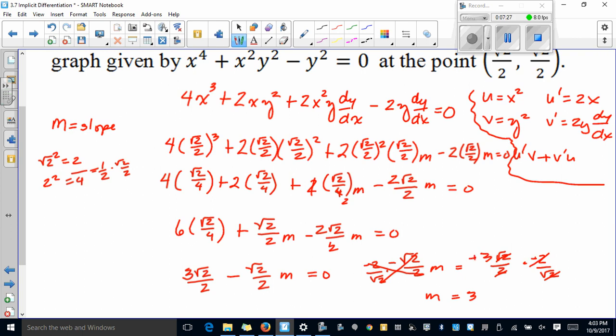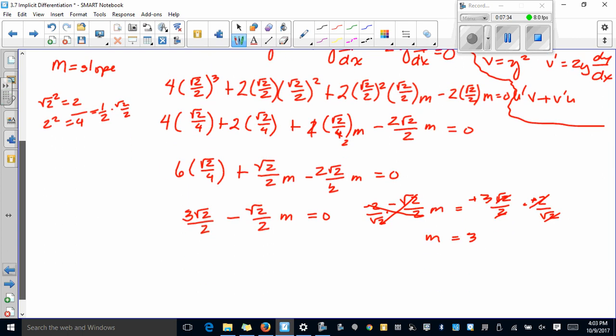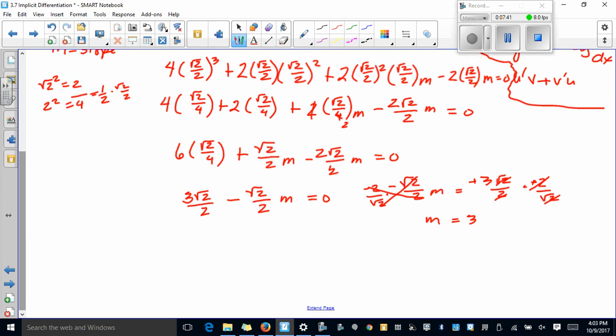Unless I made a mistake. I really hope I didn't make a mistake. That was a lot of work. And this is the unfortunate part. We can't put that in the calculator because the calculator is set up only to do x or y, not both.